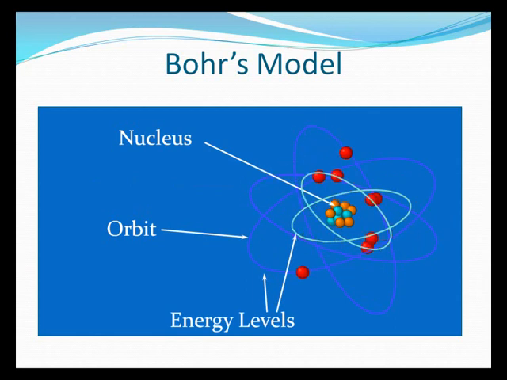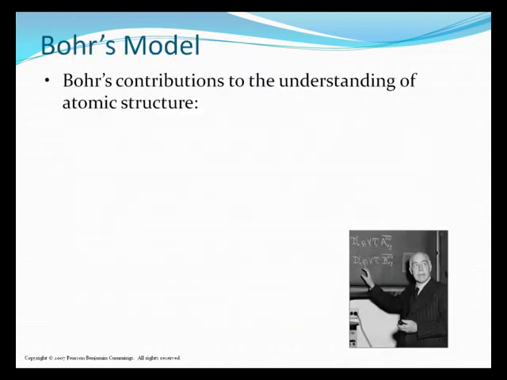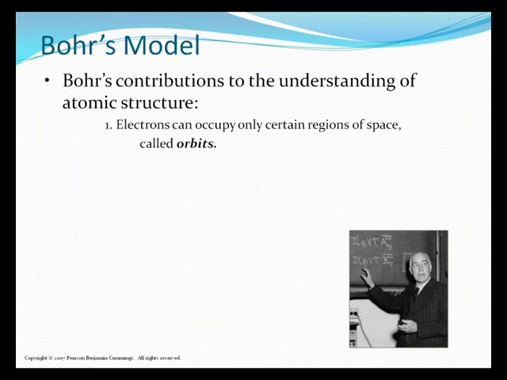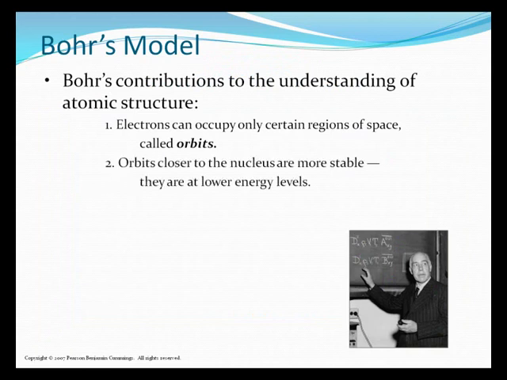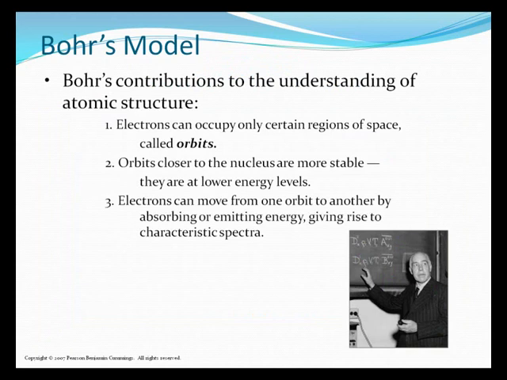The electrons exist not so much in space, or are just out there, but they are out there at specific energy levels. And it is those energy levels that will be the focus of what we'll do in the weeks to come. So once again, Bohr's model was electrons can occupy only certain regions of space called orbits. Orbits close to the nucleus are more stable because they are at lower energy levels. Electrons can move from one orbit to another by absorbing or emitting energy, giving rise to those characteristic spectra.